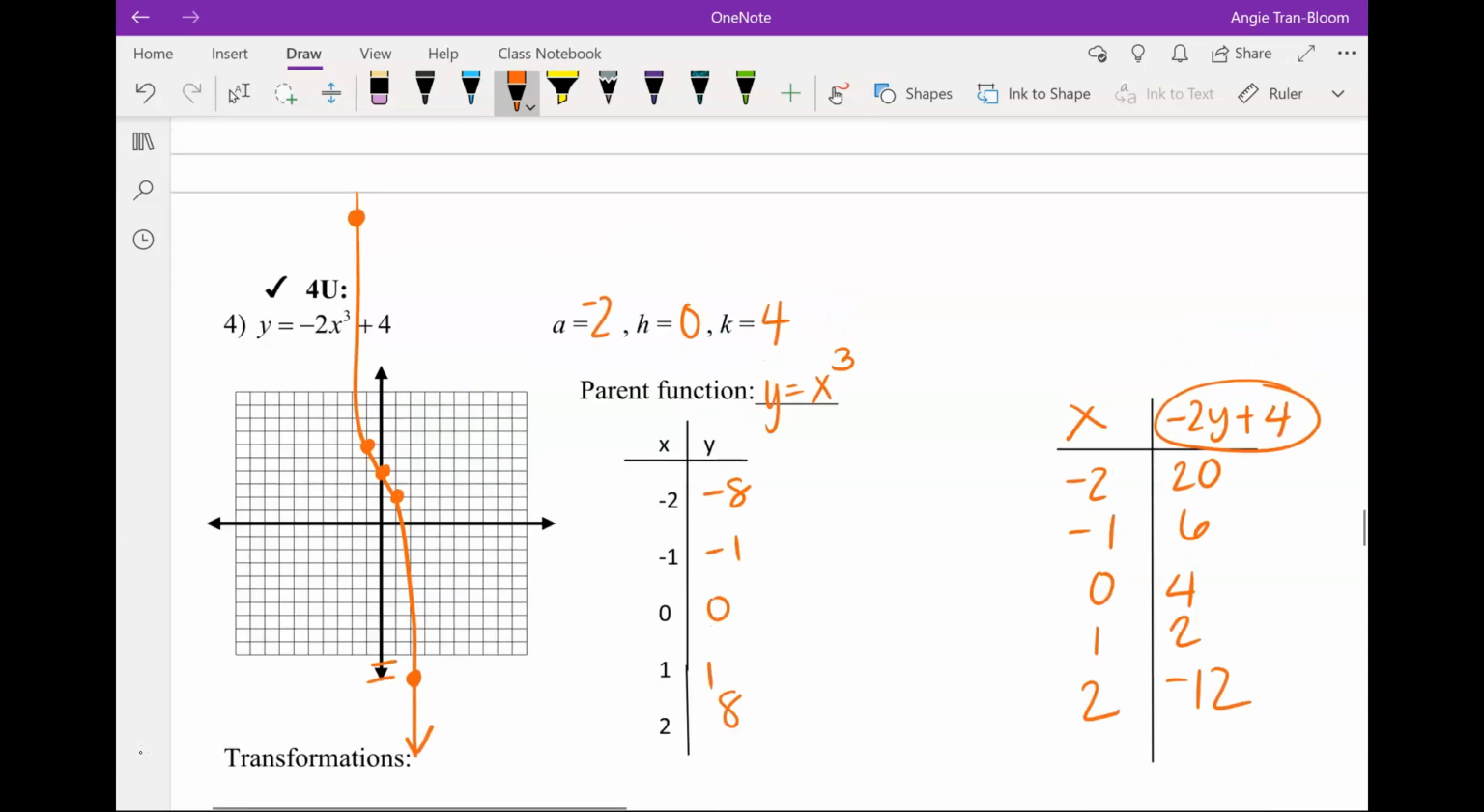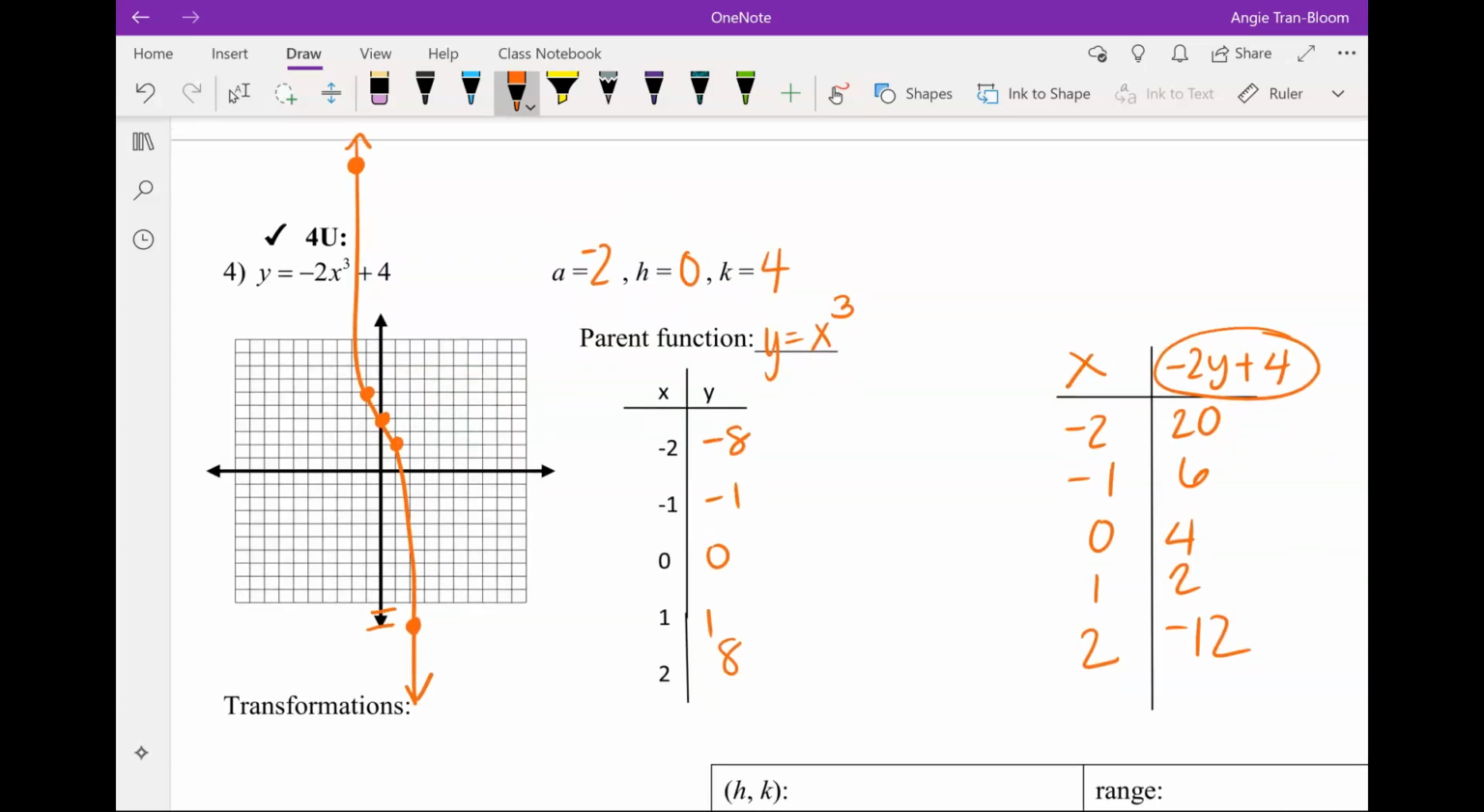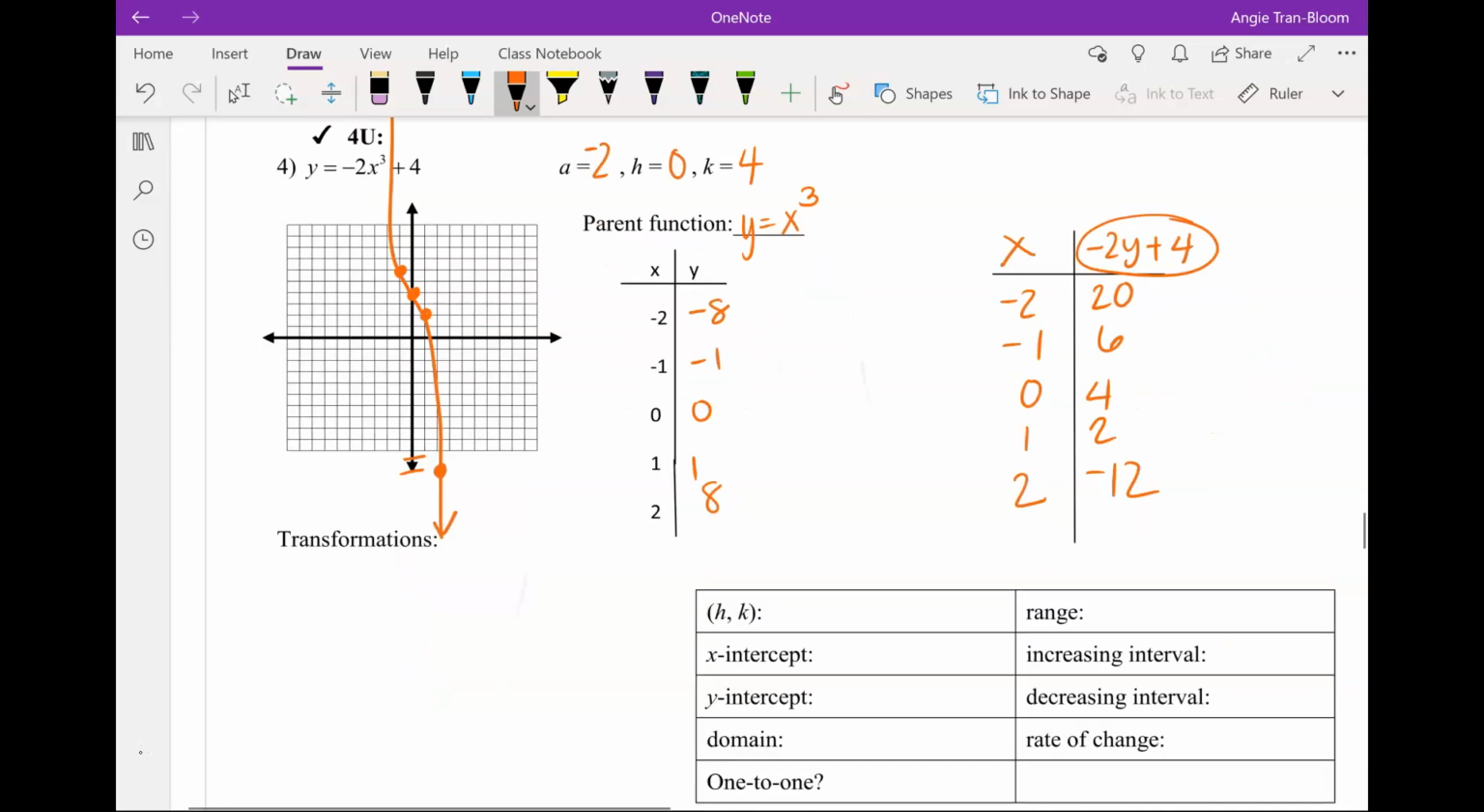Why? Is this a straight line? Is it a straight line? No. Okay.